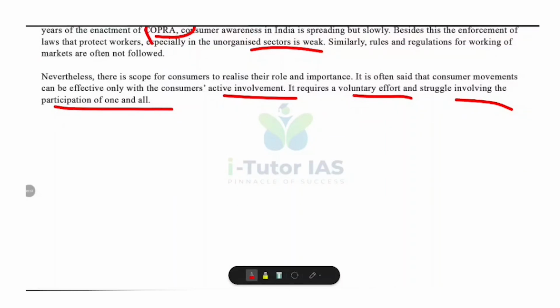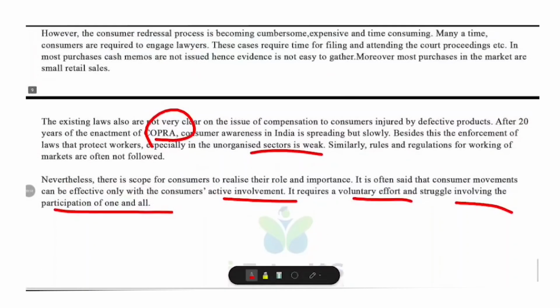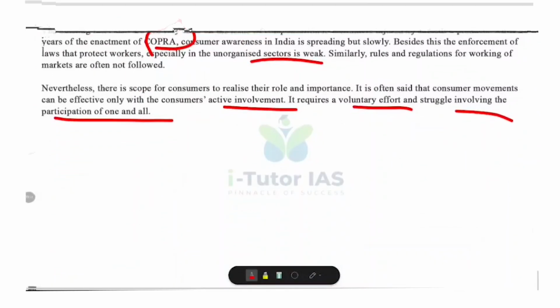So the conclusion is consumers play a vital role in shaping fair and safe markets. By being aware of their rights and actively participating in consumer movements, they can ensure better quality, safety and accountability from producers. Ultimately, informed and vigilant consumers are the key to a fair and just market. So that's all about this chapter. Hope you understand.